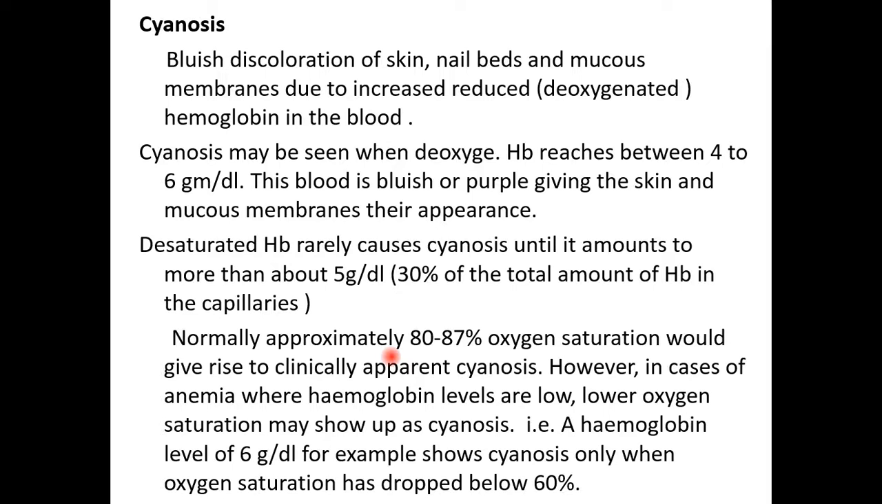That's to say, a hemoglobin level of 6 gram per deciliter, for example, shows cyanosis only when oxygen saturation has dropped to, say, 60%. In an anemic patient, it's harder to see cyanosis, whereas in polycythemic patients with a high hemoglobin level, we will see cyanosis more easily.